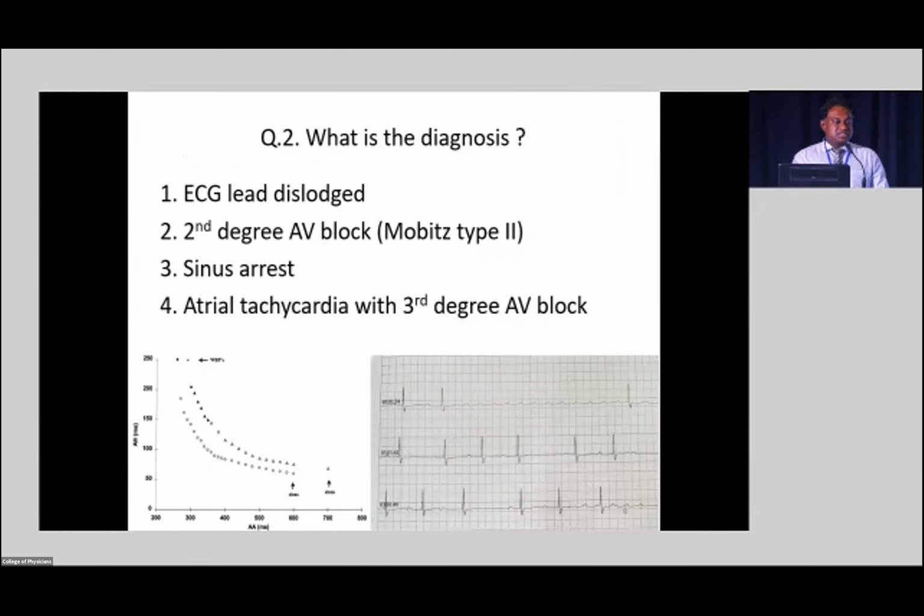So what is the diagnosis here? Has the ECG lead got dislodged? Is it a second degree AV block, this time Mobitz type 2? Is it a sinus arrest? Or is it atrial tachycardia with third degree AV block? We'll be voting once more.